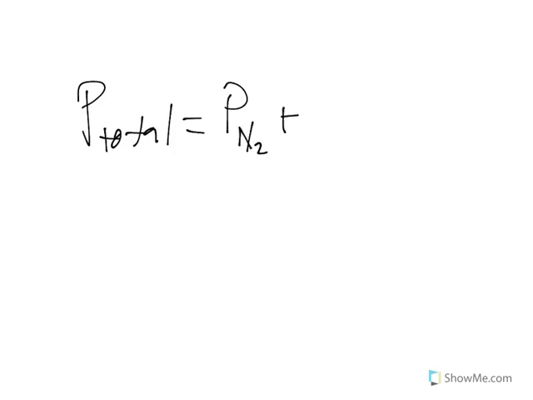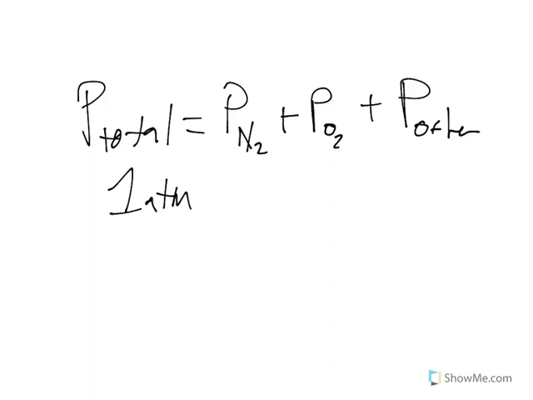What Dalton's law tells us is that P total equals the pressure of the nitrogen plus the pressure of the oxygen plus the pressure of everything else. And together, they're going to create that 1 atmosphere. So if I know that I have 1 atmosphere of pressure, that's regular, just air.